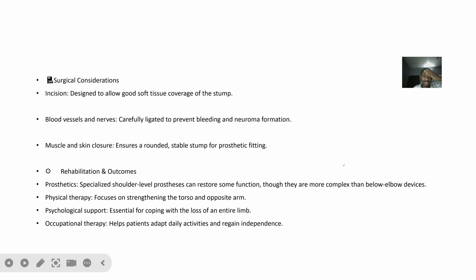So surgical considerations, incision is designed to allow good tissue coverage of the stump. Blood vessels and nerves are carefully ligated because you don't want them to bleed so much. As I ligate, you are blocking, you understand? So muscle and skin closure. So rehabilitation afterward, you can give prosthesis, physical therapy, psychological support, loved ones are around the person, telling the person that life hasn't ended, they can live a good life. You understand?